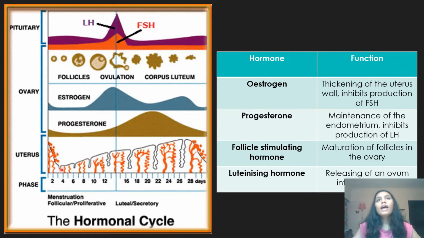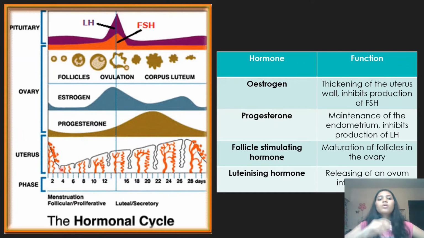Wait, let me start from the beginning. The ovary releases an egg cell. As soon as the egg cell is released, the uterus wall prepares for implantation, because the egg cell is released for it to be fertilized, right? So the lining of the uterus wall thickens. It becomes thicker, and after a point, if the egg cell is not fertilized by a sperm cell, the uterus wall breaks down and the cycle continues.